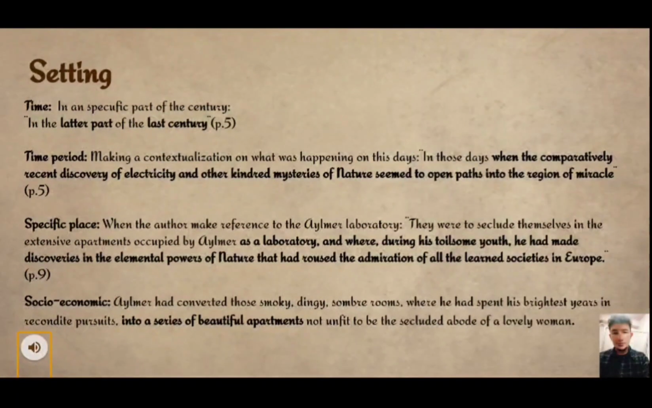page number 9. Socioeconomic. Aylmer had converted those smoking, dingy, somber rooms where he had spent his brightest years in recondite pursuits into a series of beautiful apartments, not unfit to be the secluded abode of a lovely woman.